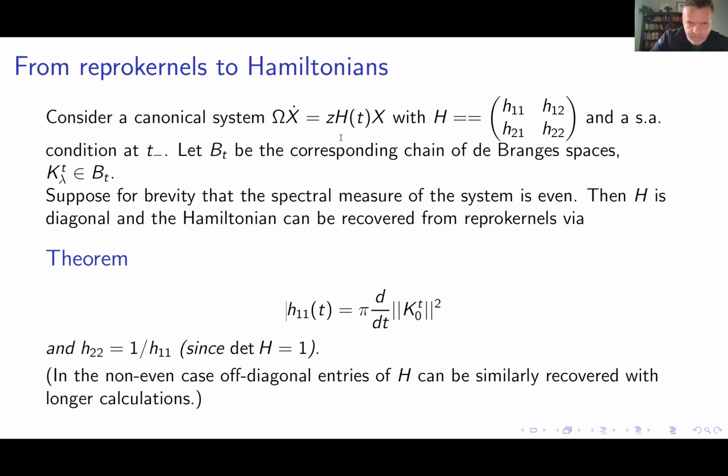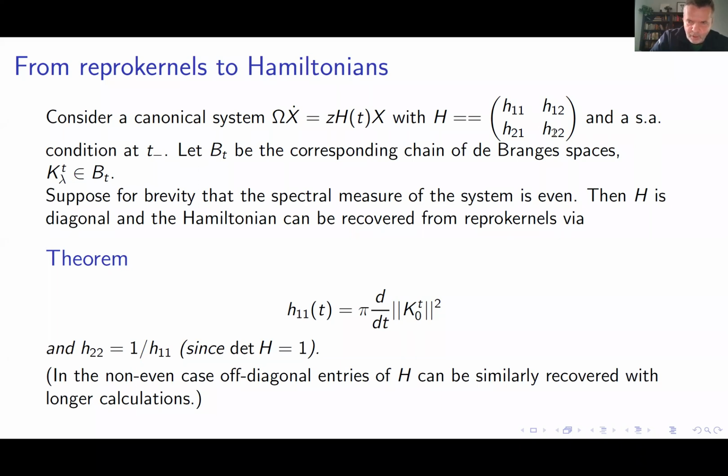So now let's assume one more restriction. Let's consider only the systems for which the spectral measures are even. Now, all those restrictions together, they're not very important. We can formulate similar results without those restrictions. But with those restrictions, it will allow me to formulate this theorem in an especially simple way. So when the spectral measure of this Hamiltonian system is even, this happens if and only if the Hamiltonian is a diagonal matrix.